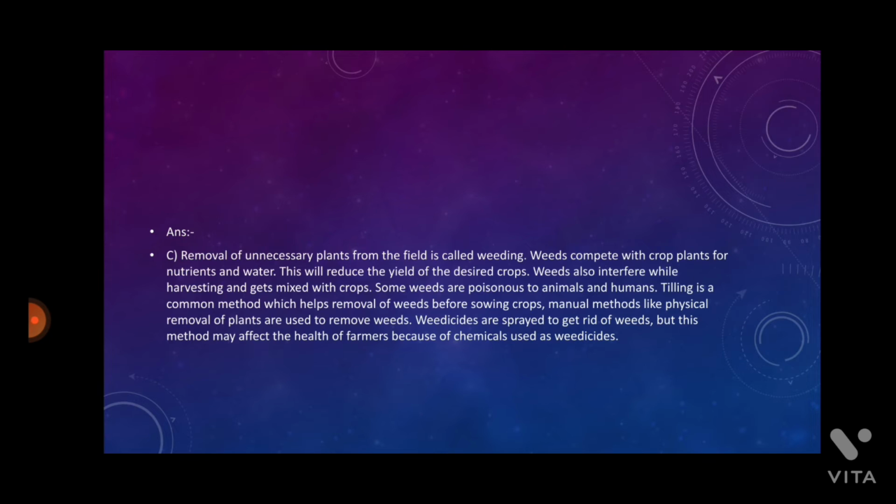Tilling is a common method which helps in removal of weeds before sowing crops. Manual methods like physical removal of plants are used to remove weeds. Weedicides are sprayed to get rid of weeds, but this method may affect the health of farmers because of the chemicals used as weedicides.